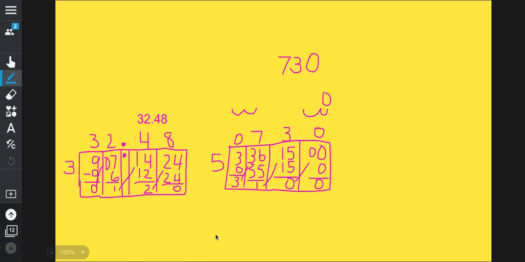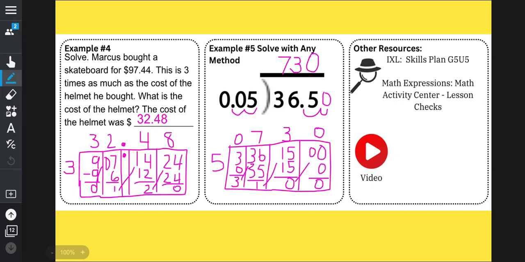For number 4, Marcus bought a skateboard. That skateboard is 3 times how much the helmet cost. So we're going to do a division problem here. We're going to take our 97 and 44 cents and leave it alone because we're dividing by 3, and 3 is already in a nice place. We don't need to move any decimals. So we're not going to move the decimal in our problem either. It would just go straight up. So when we divide that out, we get $32.48.